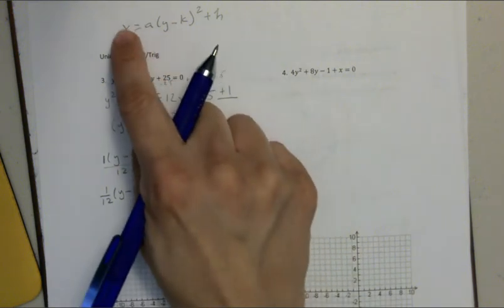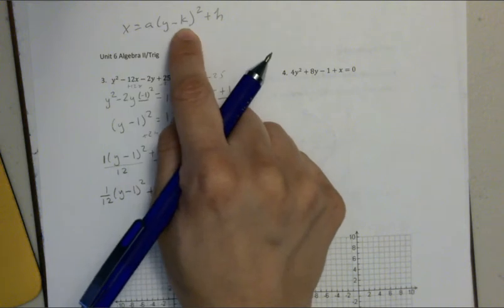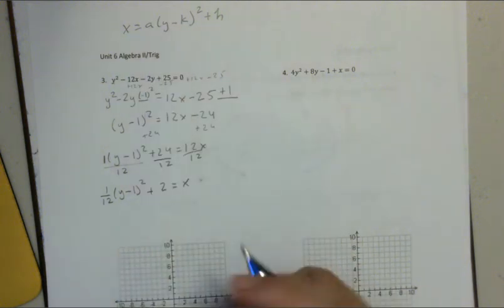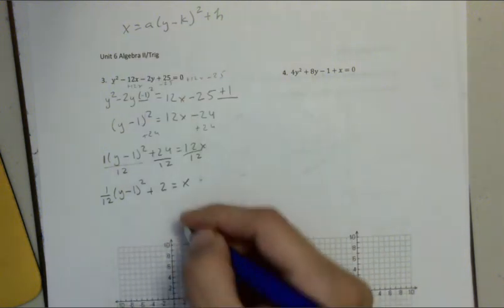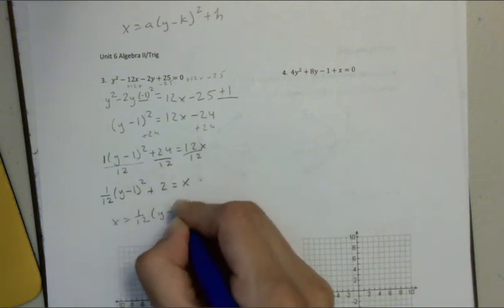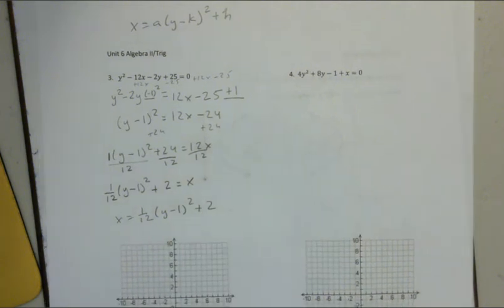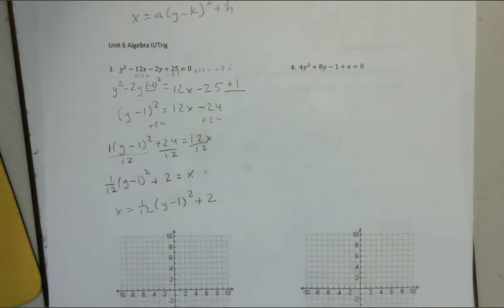If you'd rather write it with the x on the left-hand side, you can. But we can still identify the vertex. But if you want to switch the order, you can. It would look like this: x equals 1/12 (y - 1)^2 + 2. All right, so if you would just rather write it that way, go ahead and you can switch the order.